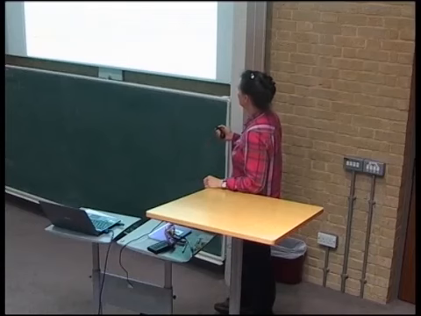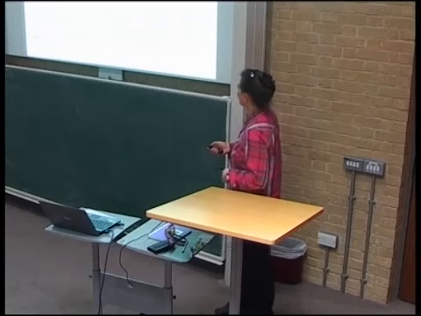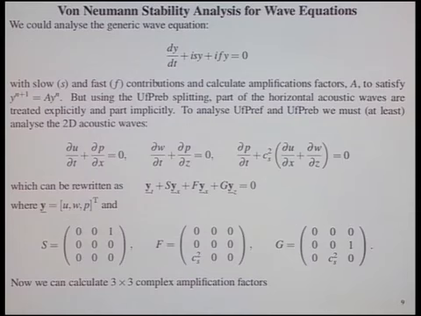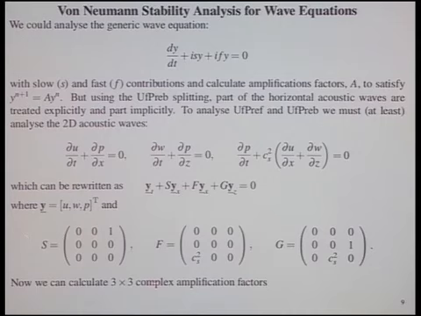So instead, we've been analysing the acoustic wave equations. You can rewrite the acoustic wave equations for U, W, and P as an expression more like this, where S, F, and G are matrices. Now you can put this into the von Neumann stability analysis and calculate your amplification factors, but now the amplification factors are 3 by 3 complex matrices.